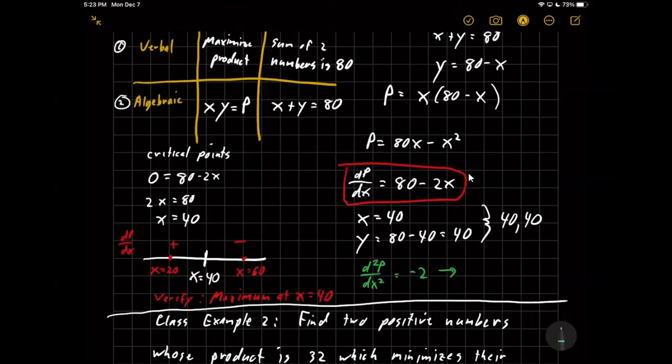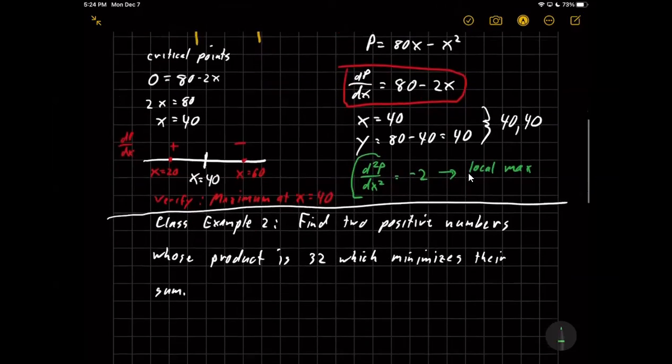So we must have a local max by the second derivative test. When we're at x equals 40 or any value, the second derivative is -2. Therefore, at x equals 40, that must have been a local max. So in this particular problem, the second derivative test might have been more useful for proving that we had a maximum when x equals 40. So the answer is that the two numbers are 40 and 40.